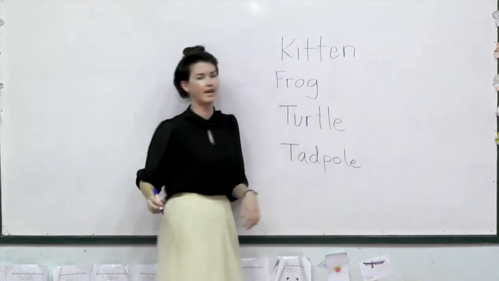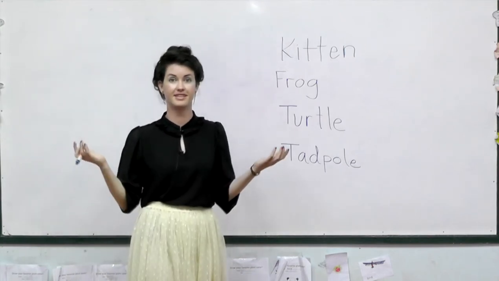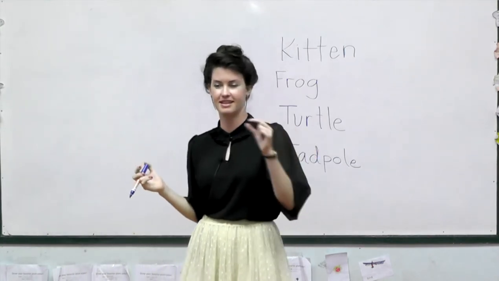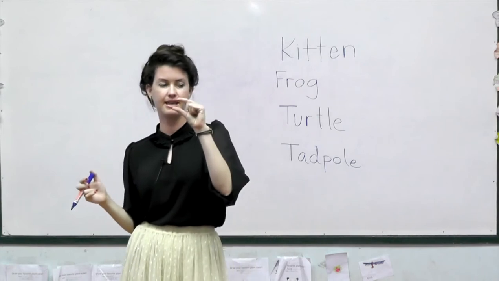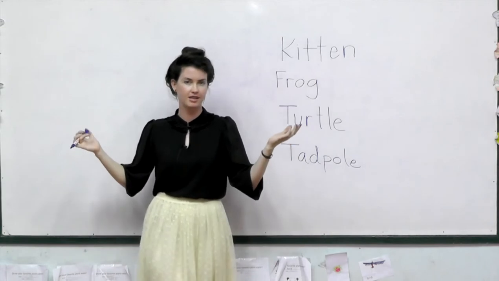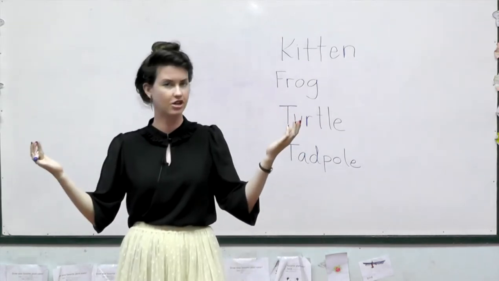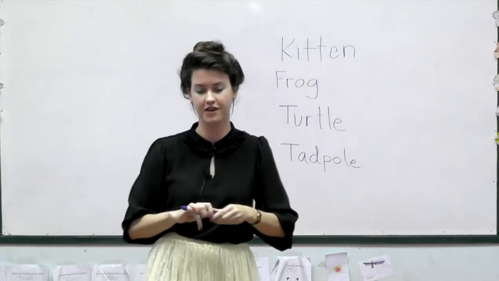E-N. Okay. What's a kitten? It's a little baby cat. Does the little baby cat have anything to do with frogs? No, not really. No kittens. Kittens are very different than frogs.